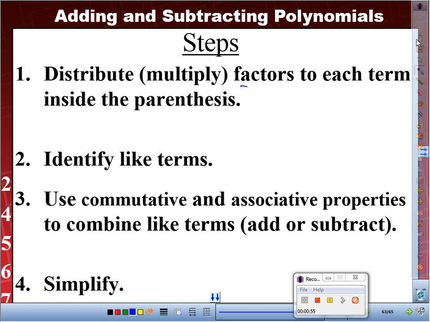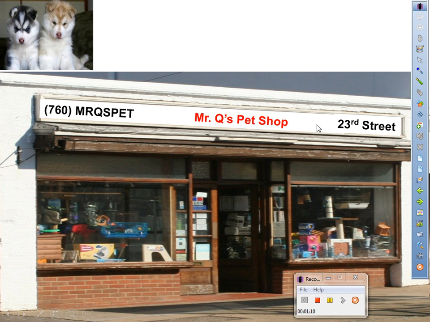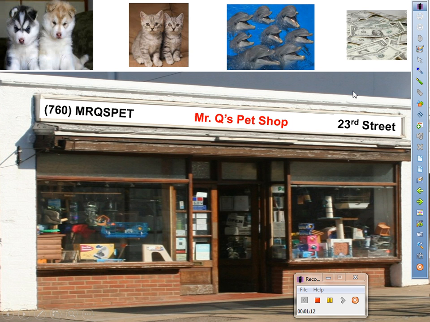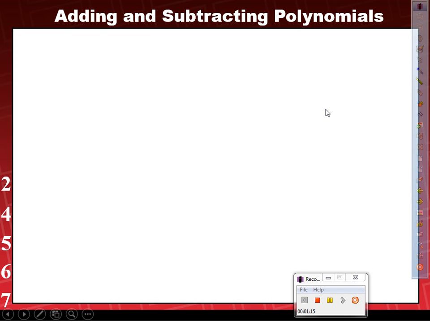We don't need those today. Once again, we already have the notes. From there, I went into explaining the pet shop. Remember that we were going to sell dogs, cats, dolphins, and we were going to be handling money at the store, right? So from there, I went ahead and got tiles out. We did the area model with tiles, combining like terms with the big x squares, the little squares, and all that, right?